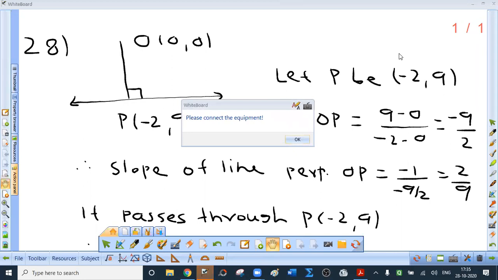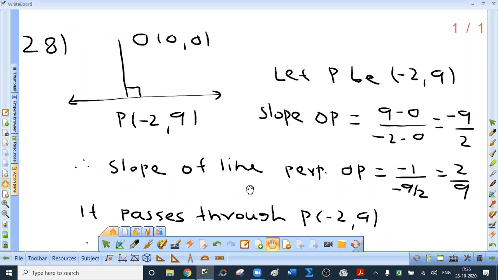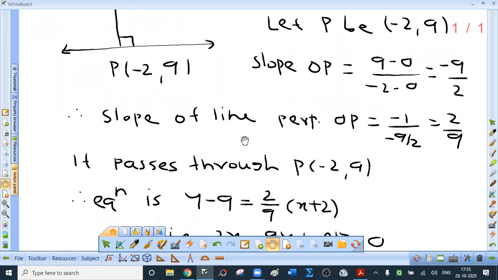The perpendicular from the origin to a line meets it at (-2, 9). Find the equation of the line. Simple one. Suppose P is that point (-2, 9). Now what is the slope of OP? It is -9/2. Now the line is perpendicular to OP, so the slope of the line will be what? Negative reciprocal, so 2/9.